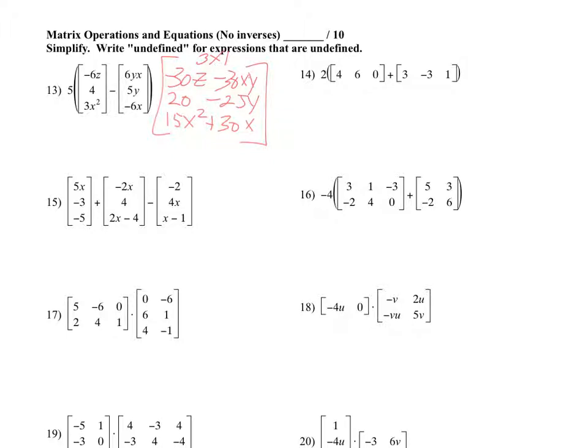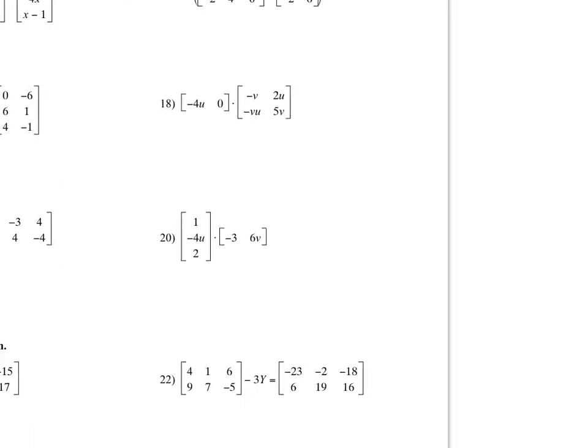All right, I'm going to do number 18 next. We're looking at negative 4u times 0 as my first matrix, and that's a 1 by 2. And my next matrix is going to be a 2 by 2. When I do this, I want to double check that if I multiply a row by a column, I have the right number of elements. So if I do row 1, column 1, negative 4u times negative v is positive 4uv. 0 times negative vu is 0, so that's just 4uv.